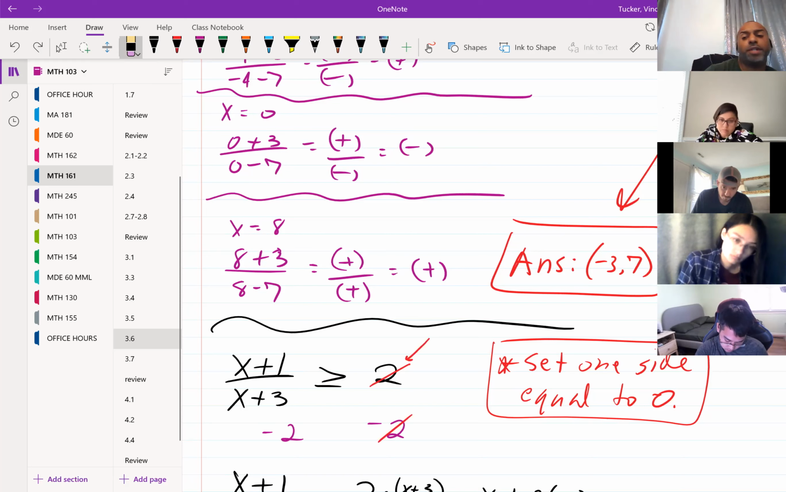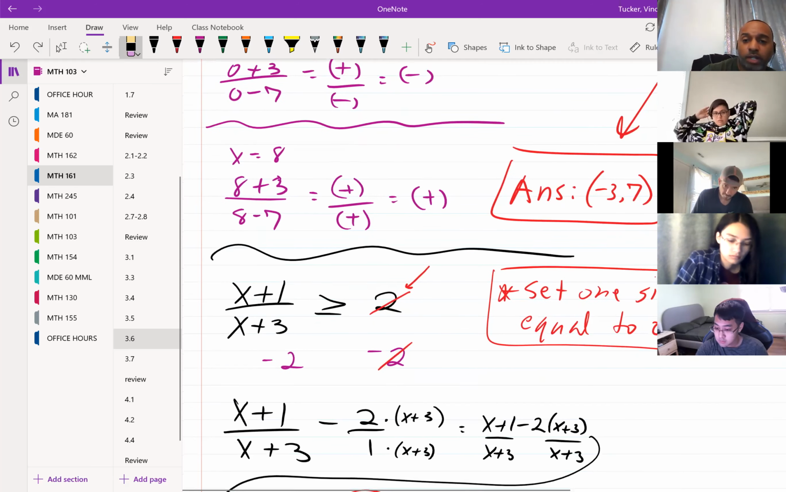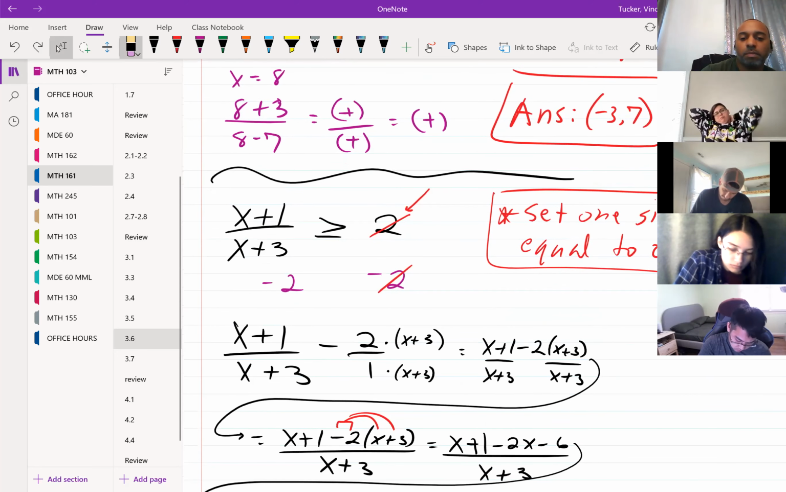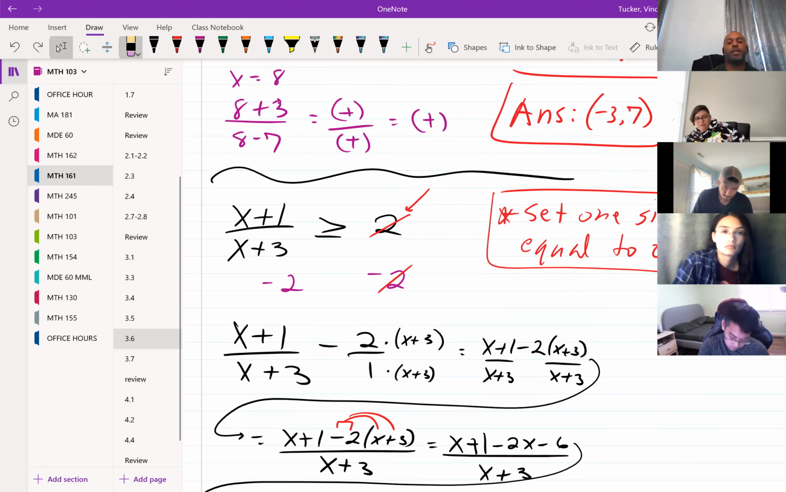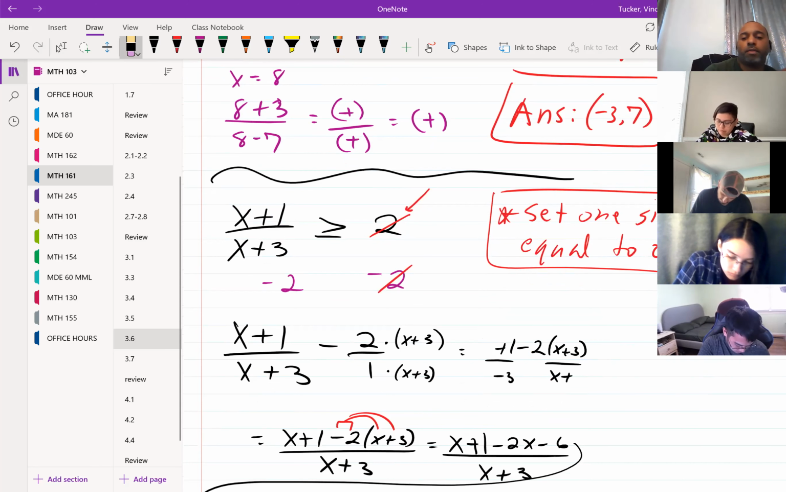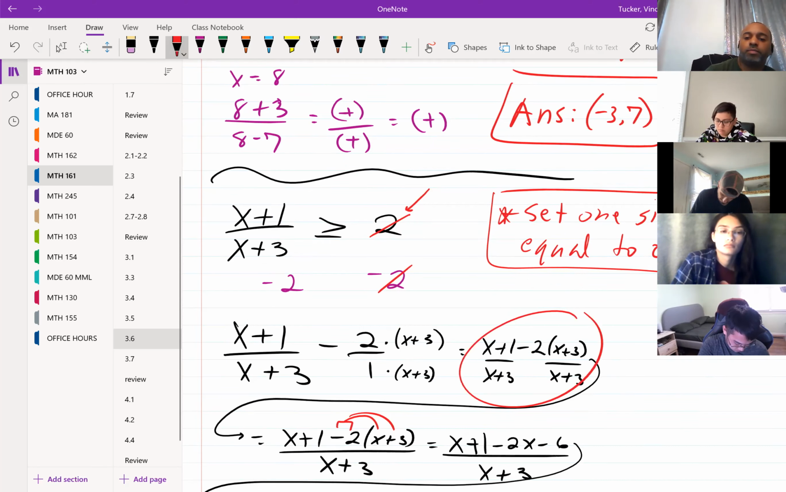Now we have to be careful here because we have a fraction. In order to add or subtract fractions, we need a common denominator. So 2 is 2 over 1. We needed to have a denominator of x plus 3, so I multiply top and bottom by x plus 3. So that's what happens here.